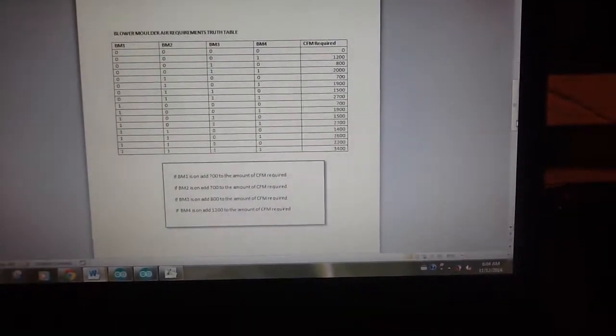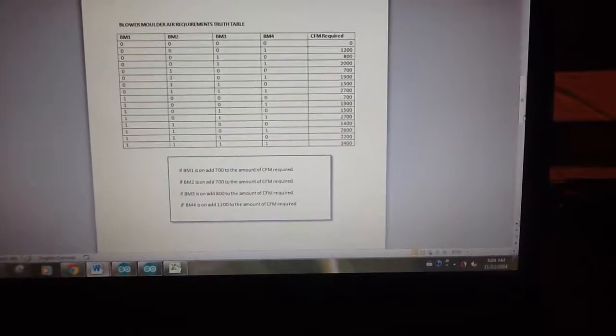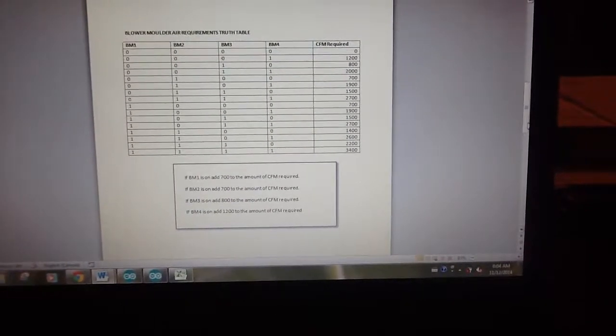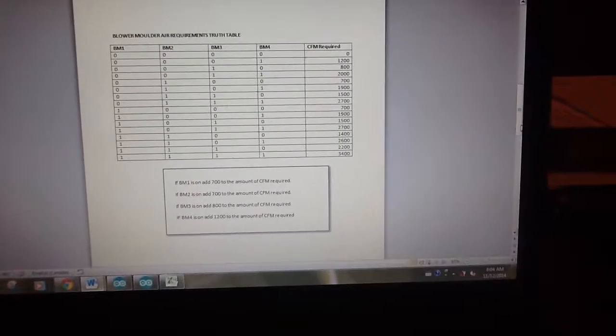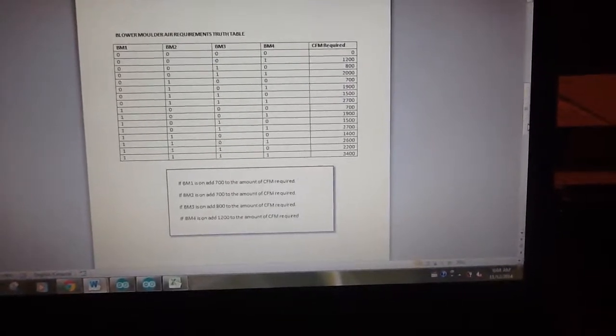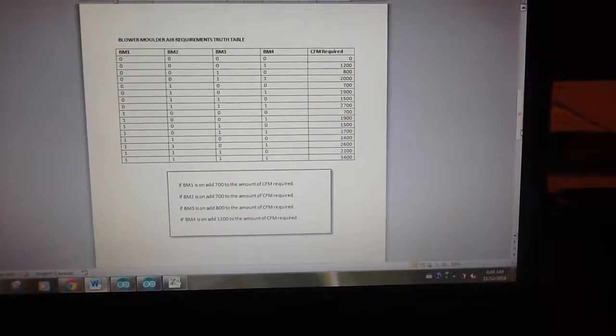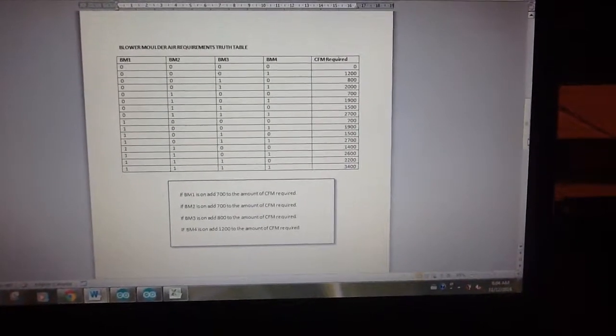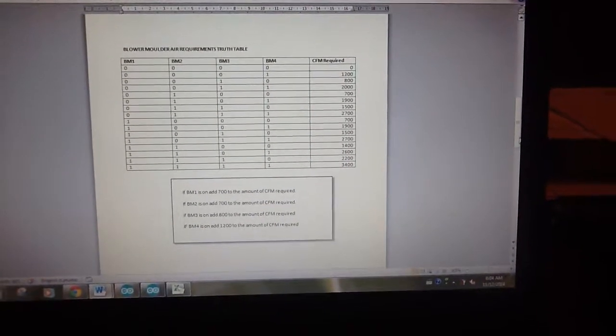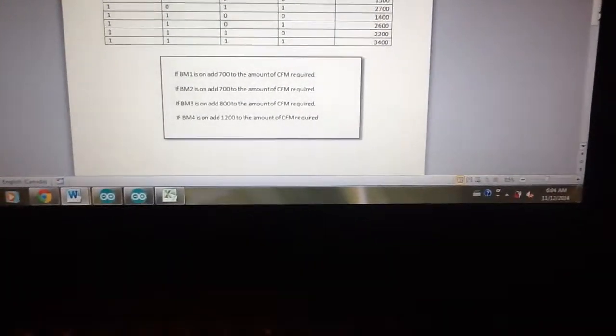Here is a truth table, and the truth table is showing when each blower molder is on, what is the CFM, or what is the air that is required. So you can see from the truth table we've got all the scenarios of the blower motor requirements and the CFM that's required from that. At the bottom you can see where those numbers come from.